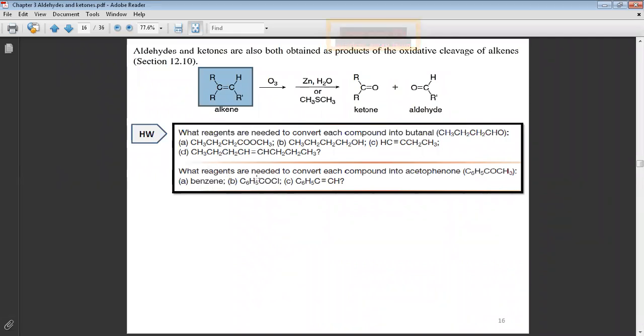What reagents are needed to convert each compound into acetophenone? Look, this is a ketone. That means how will the benzene be converted to the acetophenone? How will this compound be converted to the acetophenone? How will this compound be converted to the acetophenone? Also this is homework for you. Try to resolve by using suitable reagents.